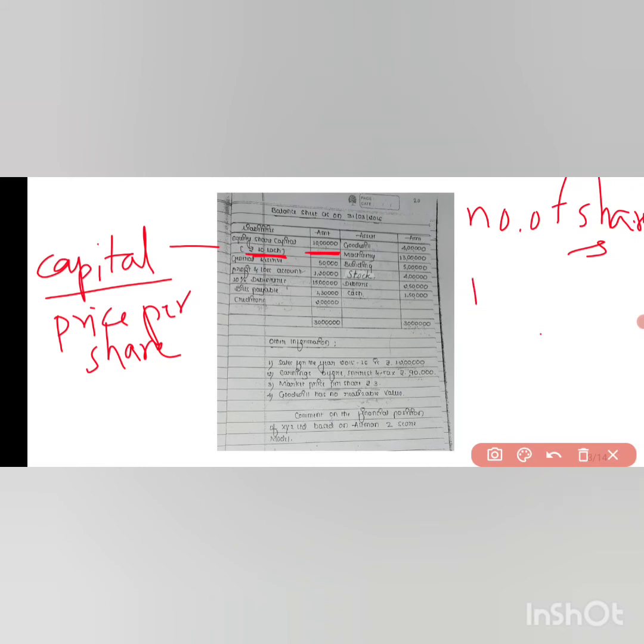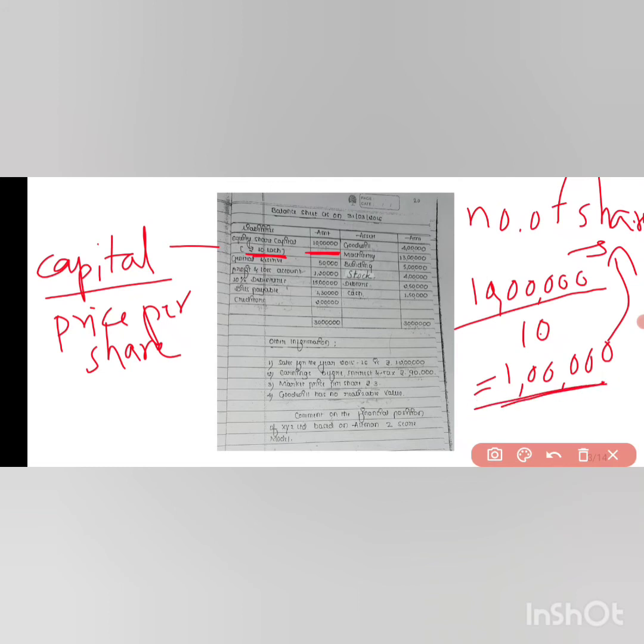See, capital is 10 lakh divided by price per share is 10. So if you divide it, you will get 1 lakh. So this 1 lakh is only your number of shares. This is easy to calculate. Capital divided by price per share, you will get the number of shares, right? So we got now number of shares.